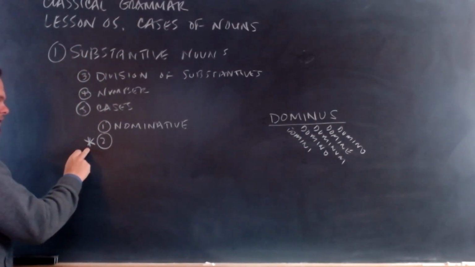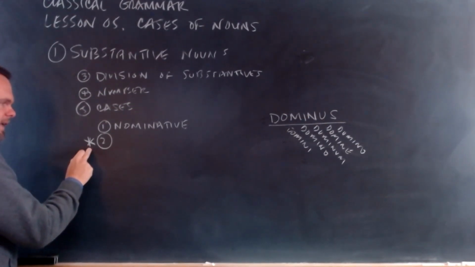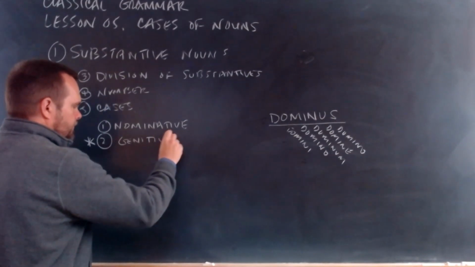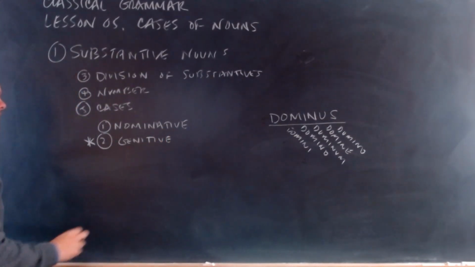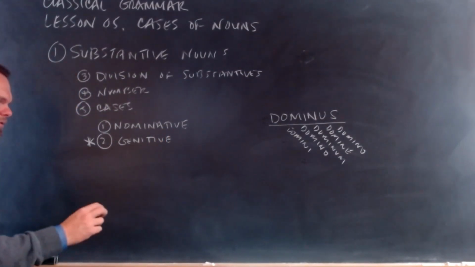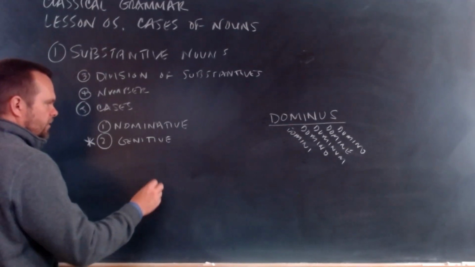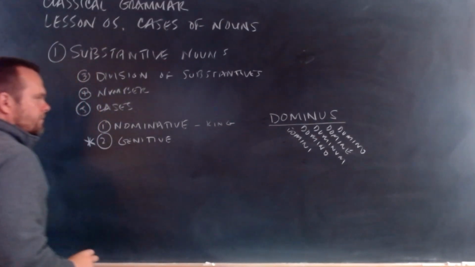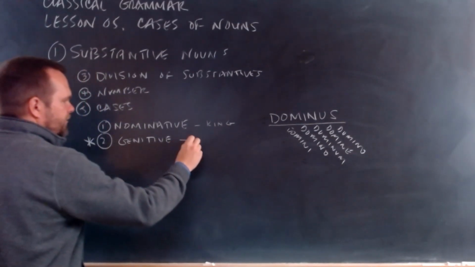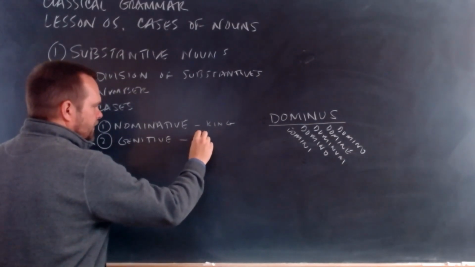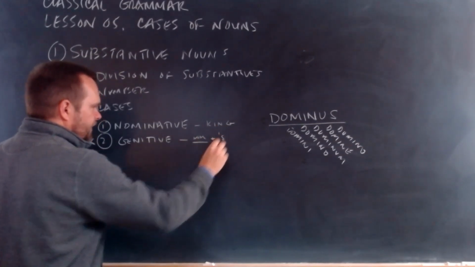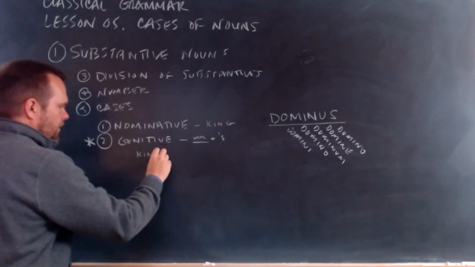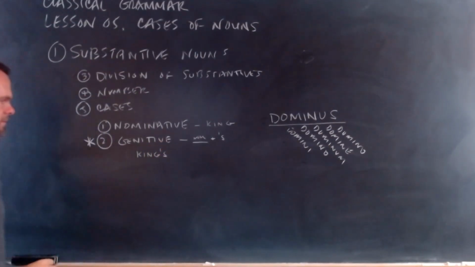All right, so the second case we have in English, and I'll put a star next to it because it's the only case formed by inflection, is the genitive case. It's formed by adding apostrophe s to the nominative. So if the nominative form was king, the genitive is formed by taking the nominative plus apostrophe s. So we would have king's.